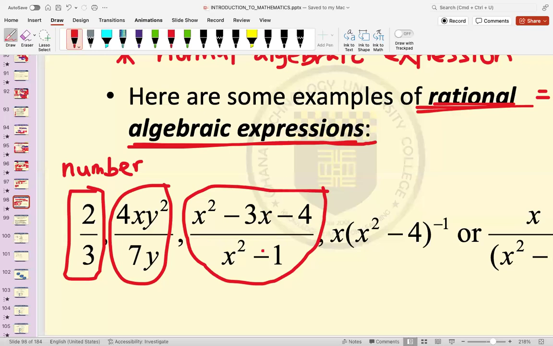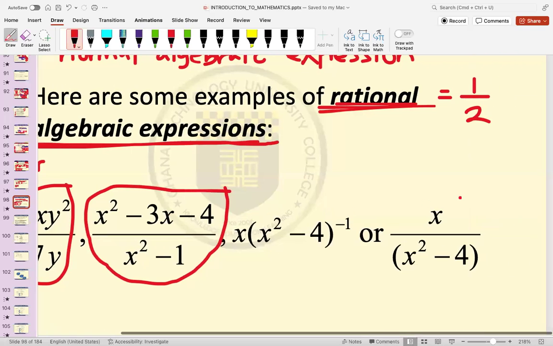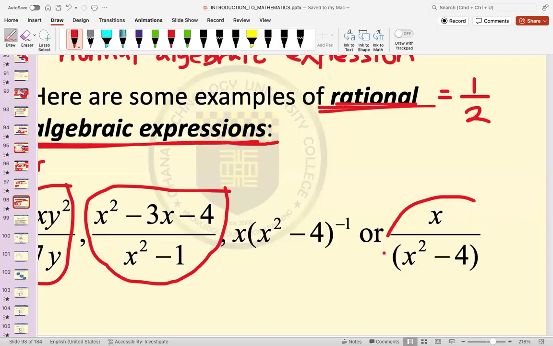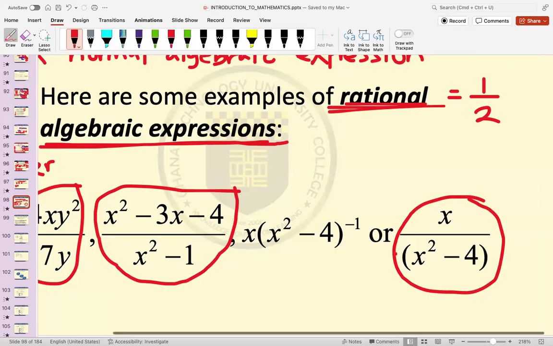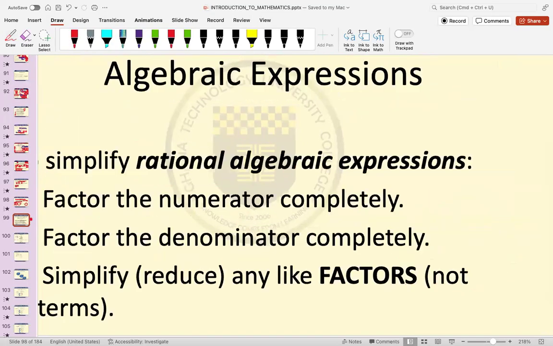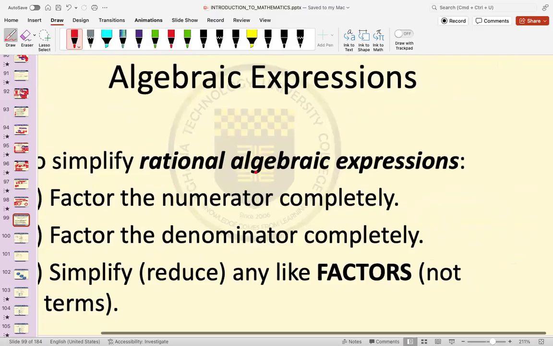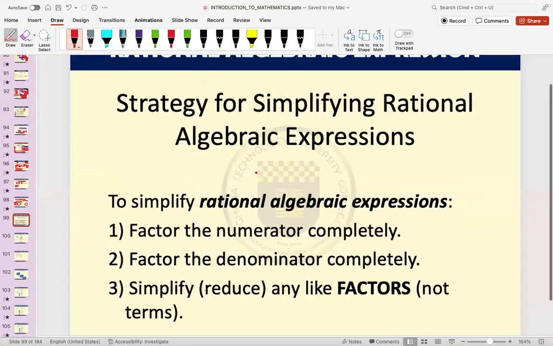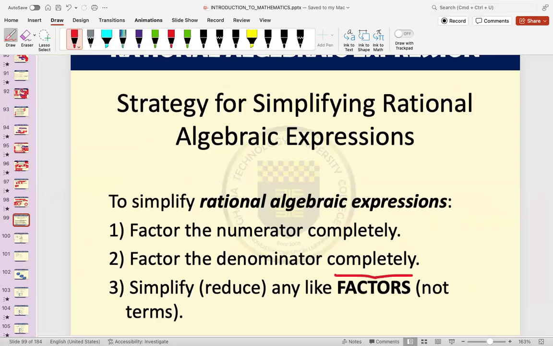But the moment you move to the alphanumeric, then it moves away from rational number to become a rational algebraic expression. That is why you are seeing things like this. And a last example: if you see x divided by x squared minus 4, what does it mean? It means this is a rational algebraic expression. Sometimes we cannot leave rational algebraic expressions like that. We have to put them into factors.